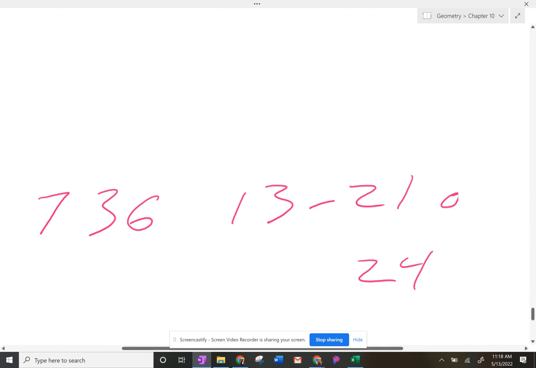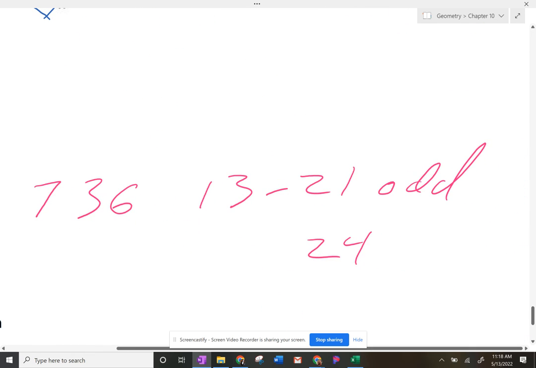That's it. Page 736, 13 through 21 odd. Everyone is odd, so if you get confused, you can double check in the back of the book. And then number 24. Number 24 is going to be that triangle one that we just did. Well, not the exact same one.